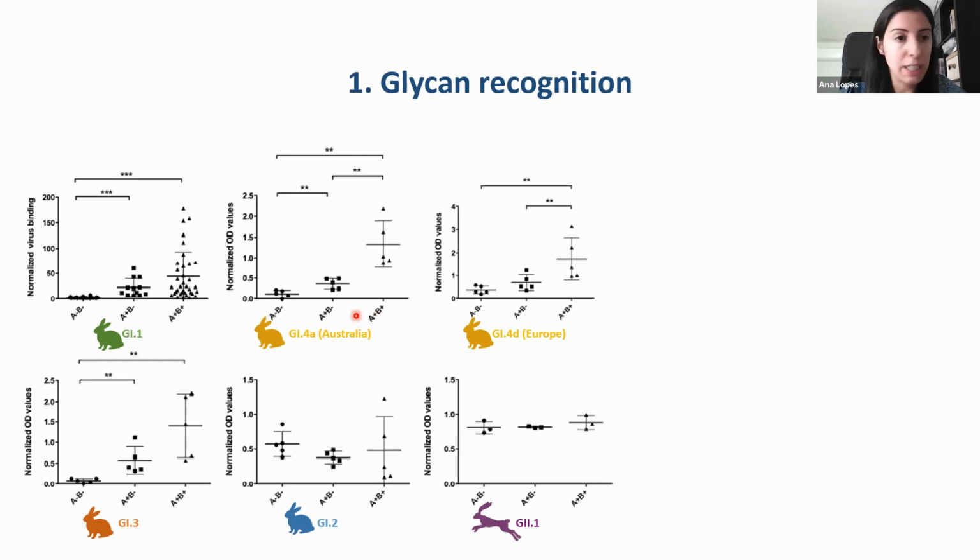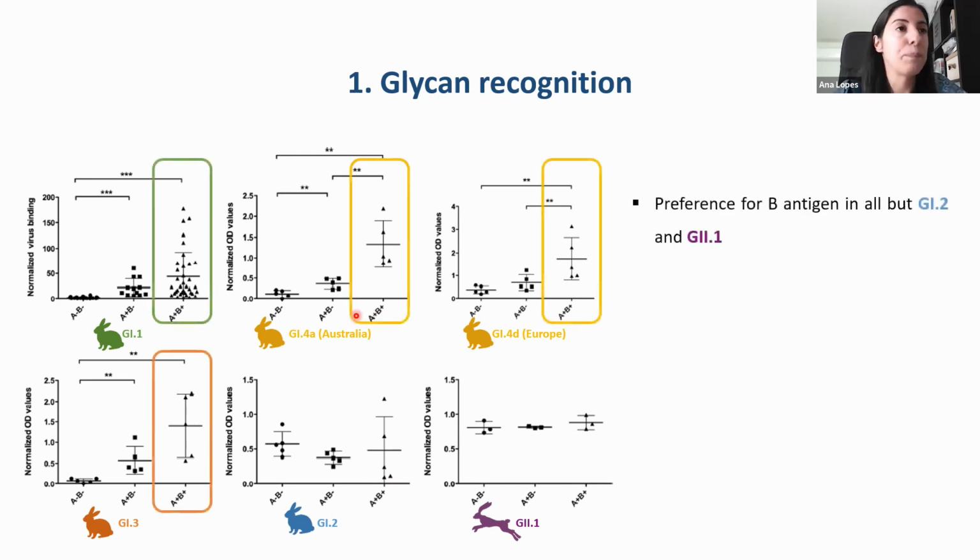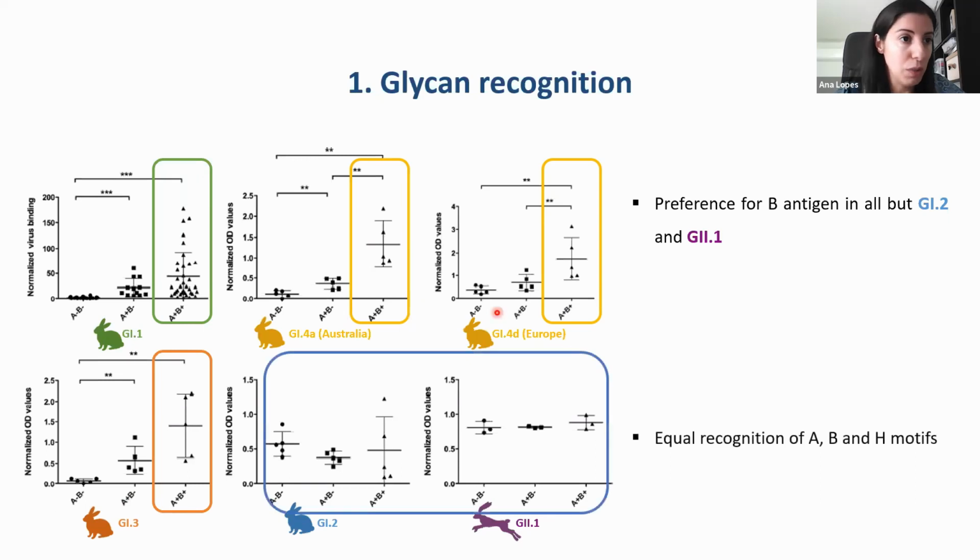What we observe here is that B antigen is preferred by G1.1. This was already new, but it is also preferred by G1.3 and G1.4. However, for G1.2 and G2.1, the new variant and the hare pathogenic virus, there was an equal recognition of the A, B, and H motifs.